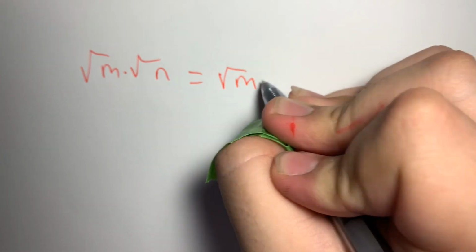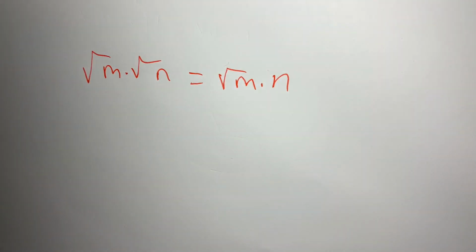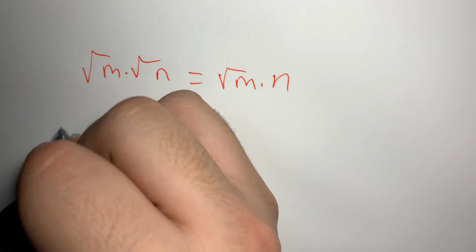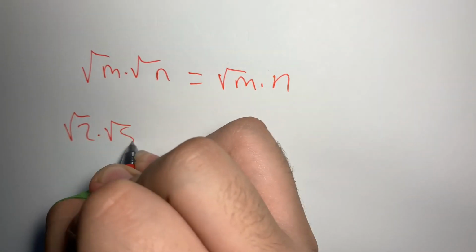Okay, so today I'm going to be talking about multiplying radicals. In order to understand how to multiply radicals, you have to understand radical m times radical n equals radical m times n. Okay, so the first example is radical 2 times radical 8.